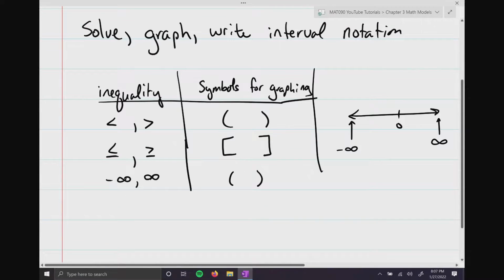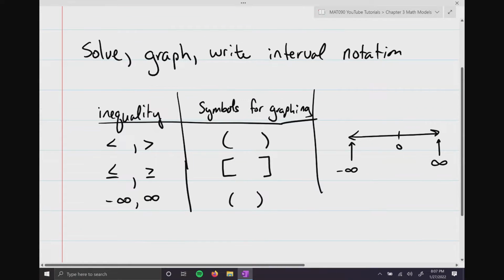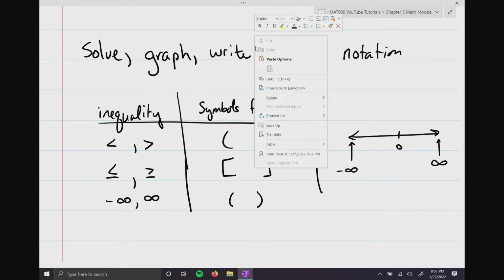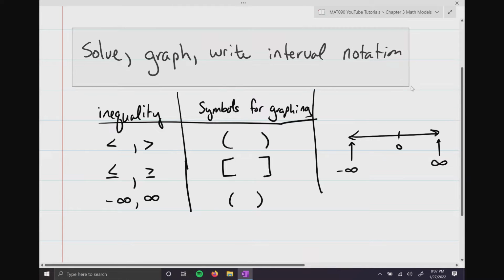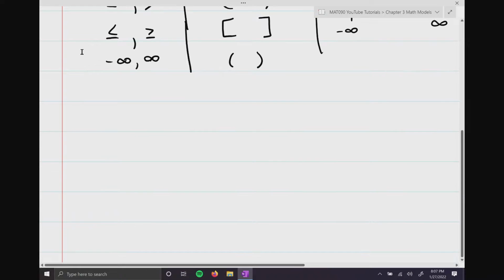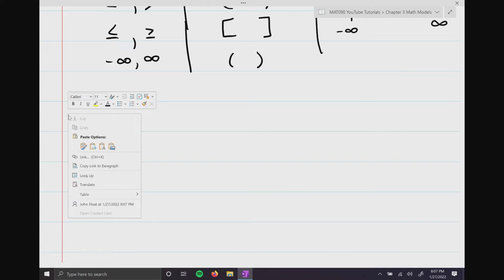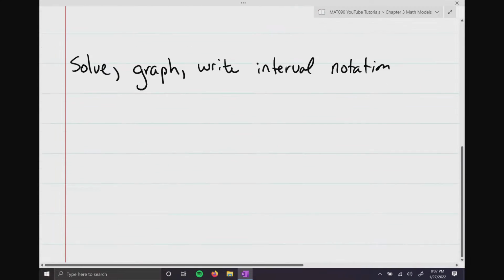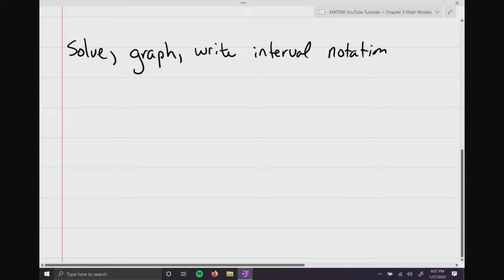Okay, so let's go ahead. I just want to copy and paste these directions real fast. We're going to do enough examples here. The first one I want to look at is 6x is less than 10x plus 19.